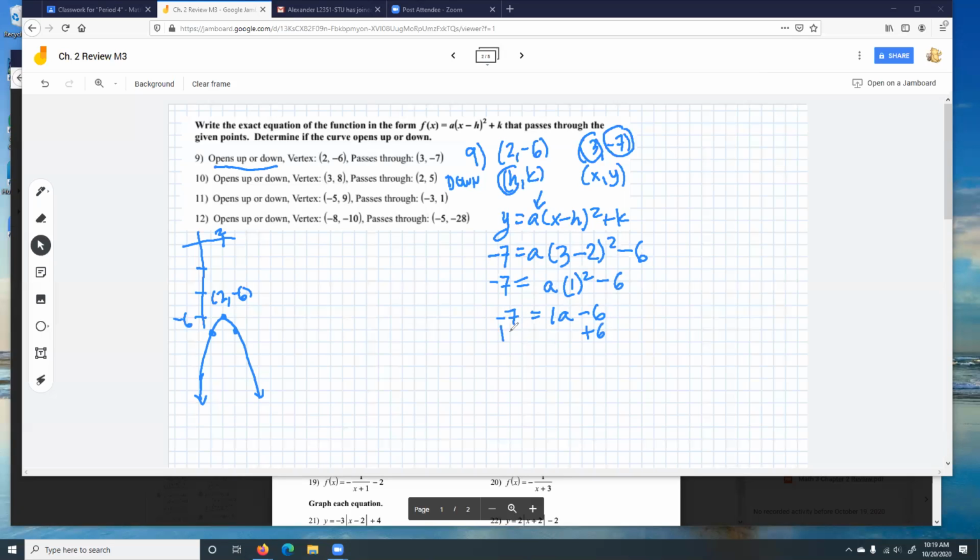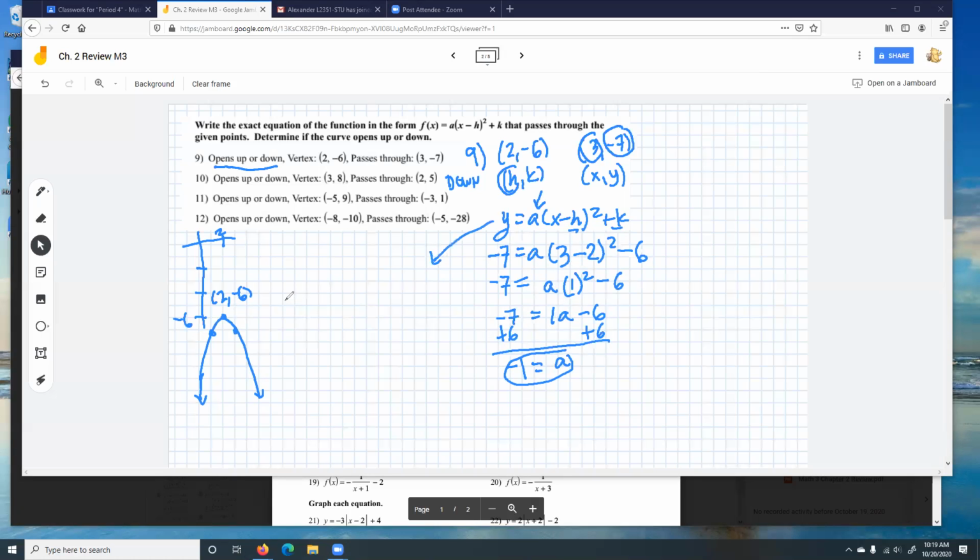Then we add 6 to both sides. -7 plus 6 is -1 equals a. Oh, a turned out to be negative. That means my parabola should be going down. Yay. So now we just have to plug in what a is and what h and k are into our equation to get our equation.